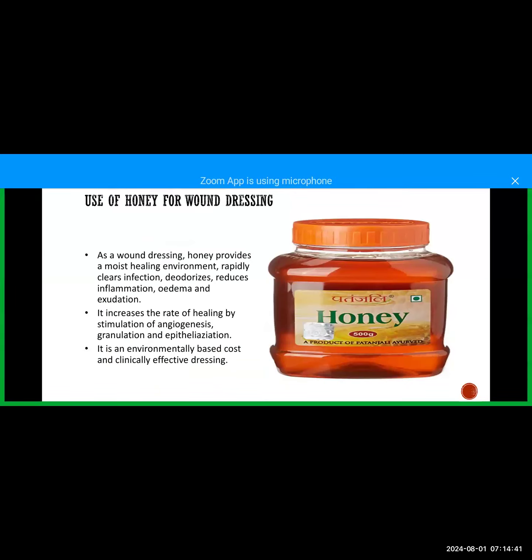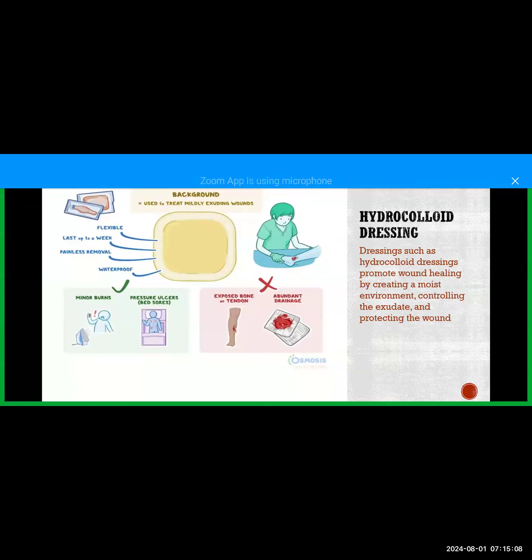Honey also can be used as a wound dressing. It provides a good, moist healing environment, rapidly clears infection, deodorizes, and reduces inflammation, edema, and exudation. It increases the rate of healing by stimulating angiogenesis, granulation, and epithelialization. It is environmentally based and can be a cost-effective method of dressing wounds. Hydrocolloid dressing also can be used.